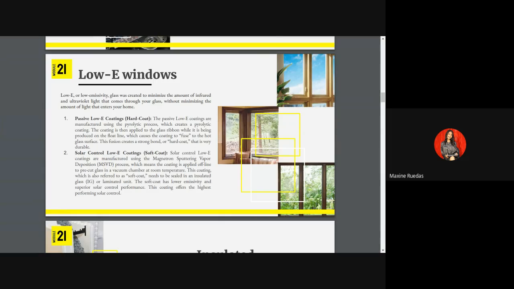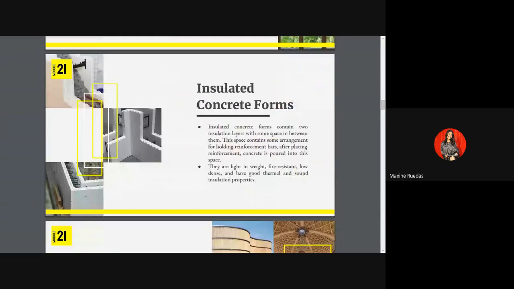Next would be the insulated concrete forms or the ICFs. So, insulated concrete forms contain two insulation layers with some space in between them. So, this space contains some arrangement for holding reinforcement bars. After placing reinforcement, concrete is then poured into the space. So, they are light in weight, they are fire resistant, low density, and have good thermal and sound insulation properties.